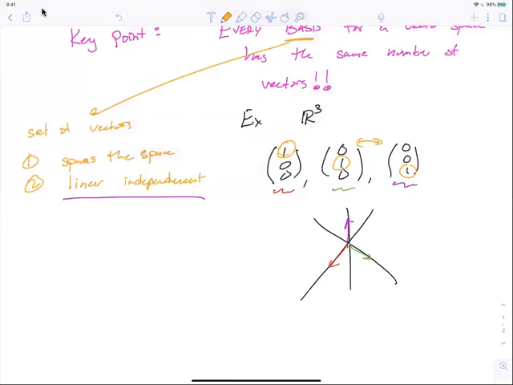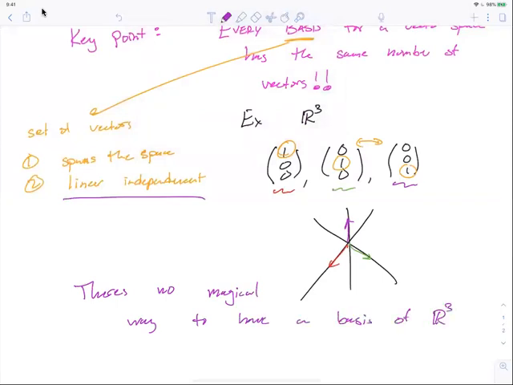But what this key point says is there's no magical way to have a basis of R3 with just two vectors. And again, this may seem overly intuitive. Of course you need three vectors because it's three-dimensional space and you have effectively three different directions. But in order to be sure of that, you have to essentially try all the different possible combinations of two vectors and show that they don't work. It's easier to think that's the case, but maybe there's something we haven't thought of.